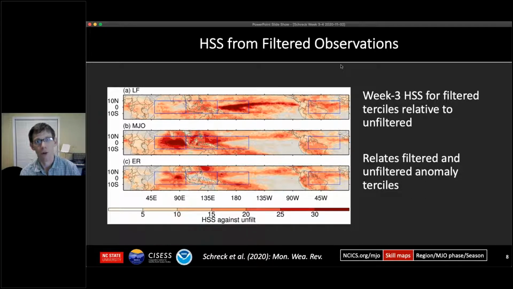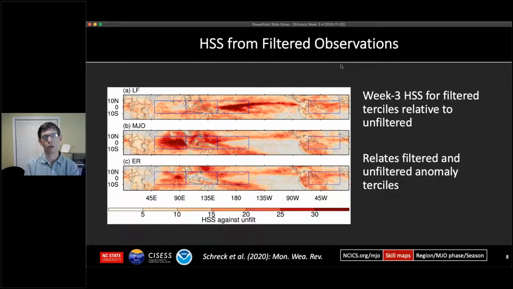In particular, the low pass filter on the top is really, really skillful over the central Western Pacific, the Niño region. And that probably makes sense, that if you have an El Niño, you're going to have really strong positive rainfall anomalies. If you have a La Niña, it's going to be really strong dry there.